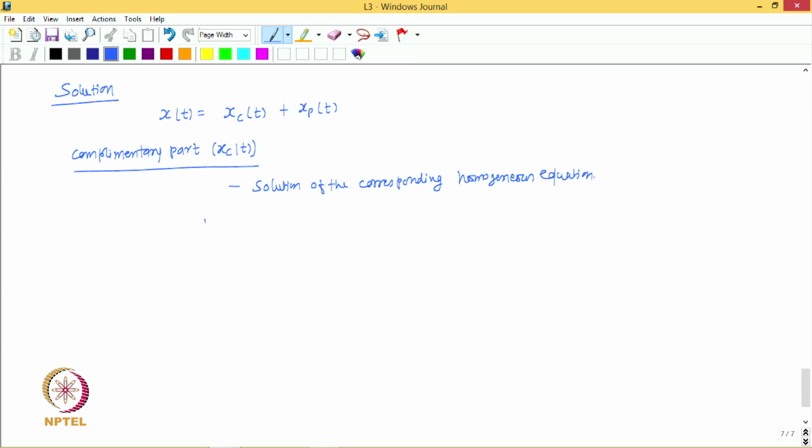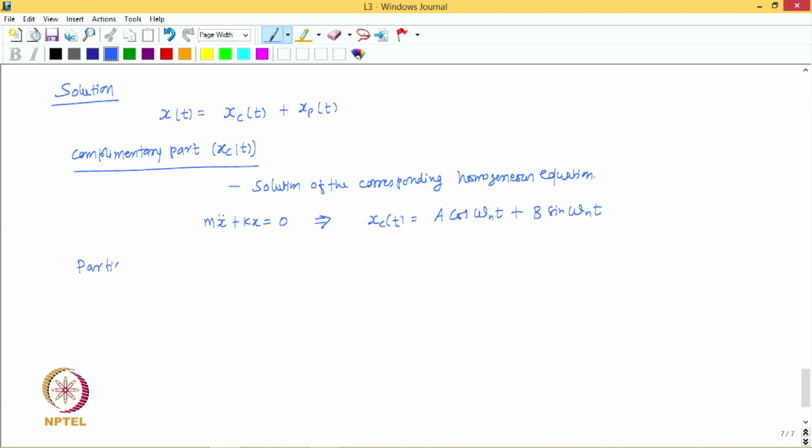And what is the homogeneous equation? We simply consider f as 0. That is the corresponding homogeneous equation, and we have already got the solution of this equation, which was x_c(t) equal to a cos omega_n t plus b sin omega_n t. So the complementary part of the general solution we have obtained.